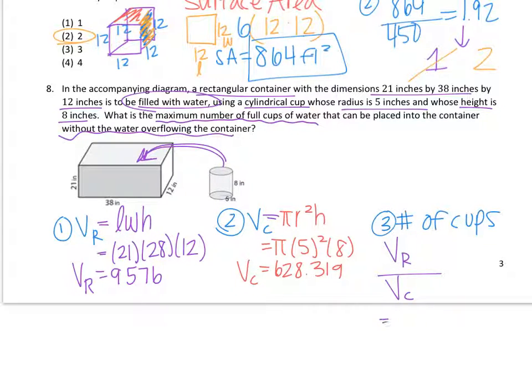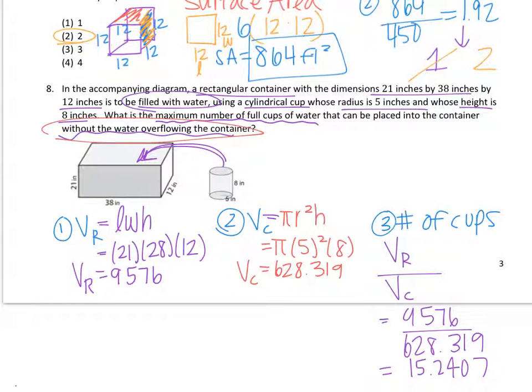So we have 9576 divided by 628.319. When we divide, we get 15.2407. So remember that we are not allowed to overflow the container. So you're asking yourself, is 15 enough or is 16 enough? If I try to fit 16 cups into the rectangular prism, we are going to be overflowing the container, which means that we round to 15 cups.